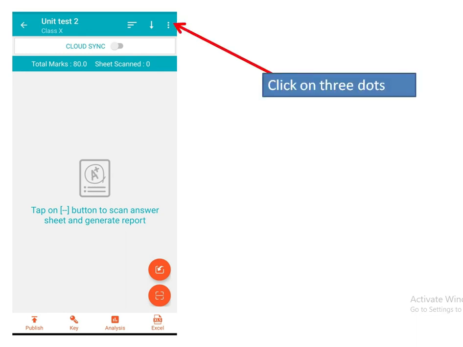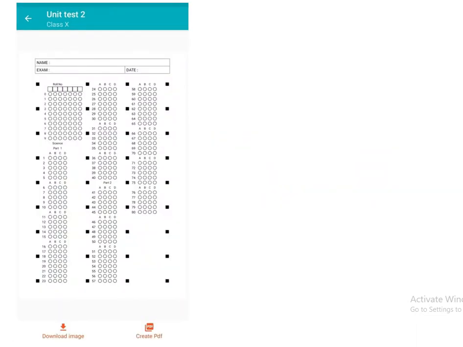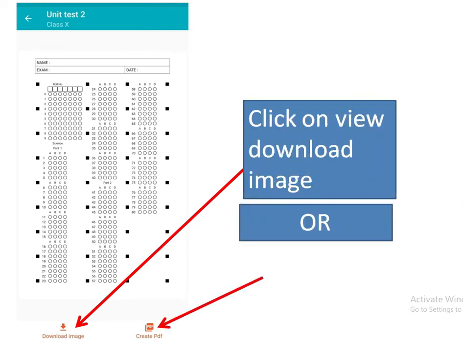Here, click on the three dots at the top of unit test. From here you can view your sheet. This is your OMR sheet. Now you can create a PDF or download the image for printing purposes.